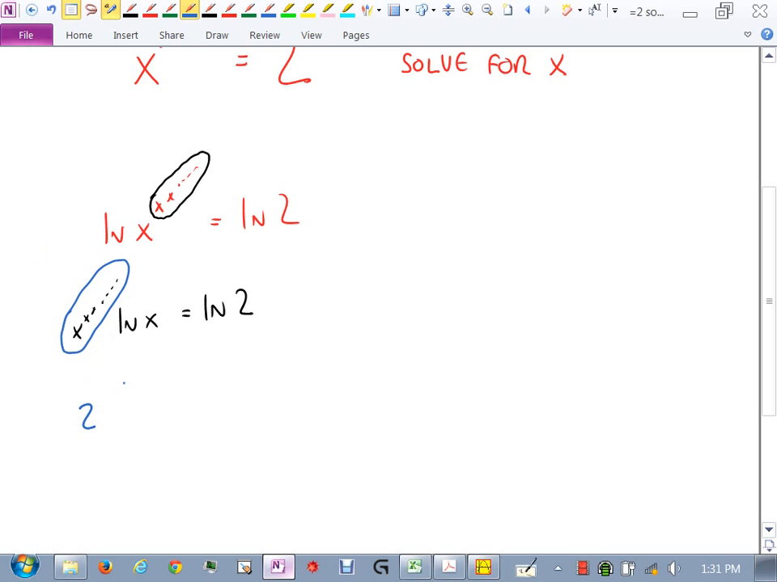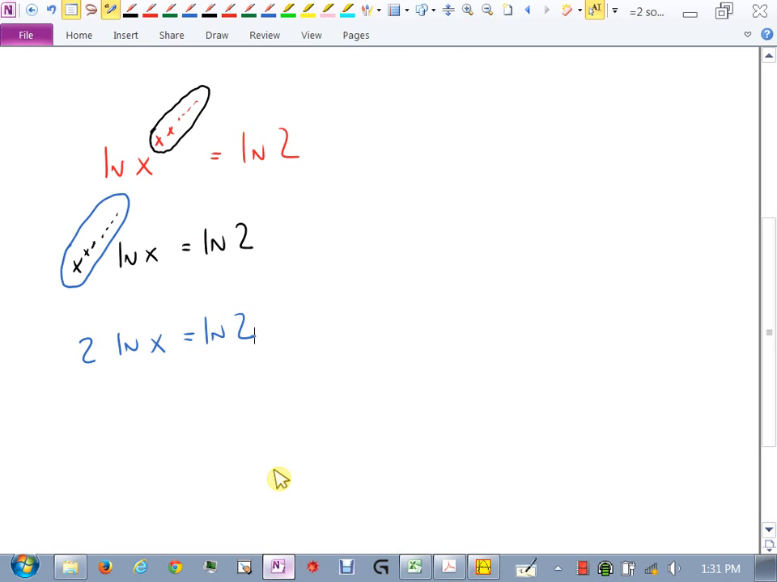The fact that there's infinitely many of them means that me peeling off just one of them doesn't change anything because it's infinite. If I say go to infinity and then minus 1 or something, it's not going to change the fact that you're going to infinity. So 2 natural log x equals natural log 2. And what am I trying to solve for here? Trying to solve for x, right? What is x going to be?